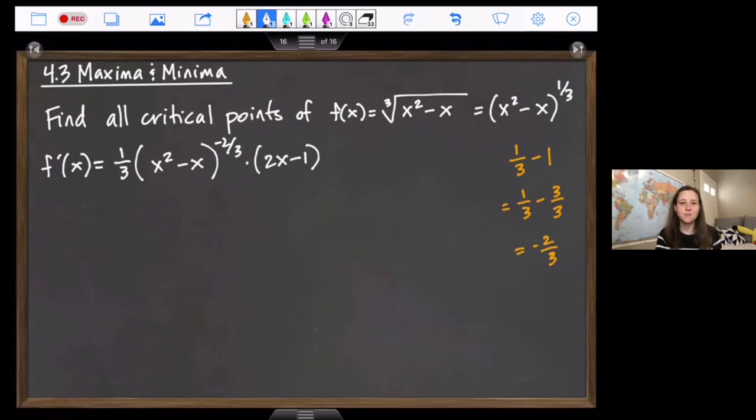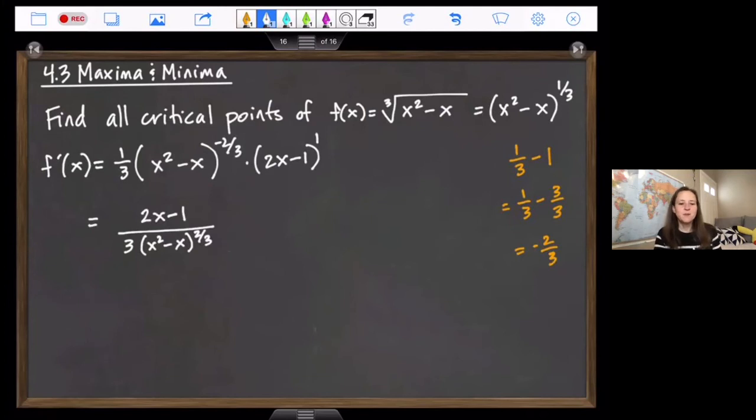I definitely want to do some simplifying before I think about that because that looks like a mess. So I'm going to take the thing with the negative exponent and go ahead and move it down to the denominator with the 3, and then we'll see where we can go from there. So down in the denominator, I'm going to have the 3 for the 1/3 fraction and x squared minus x to the 2/3. And then all that's left in that derivative is 2x minus 1. That's going to stay up top because it had a positive understood exponent of 1.